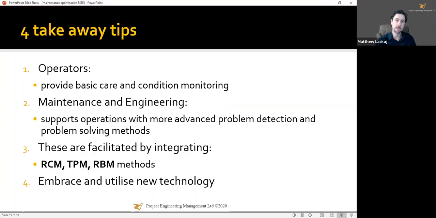But it's our job to make sure that the decisions that are made are based on the right information. And that right information has to be based on reliability-centered maintenance, total productive maintenance, risk-based inspection types of methods. They will help you choose whether you go for reactive, planned, or predictive options. And then don't forget the technology that's now available.